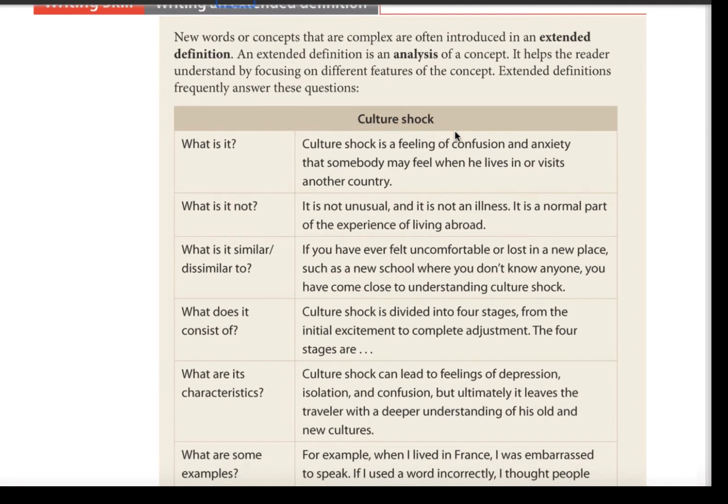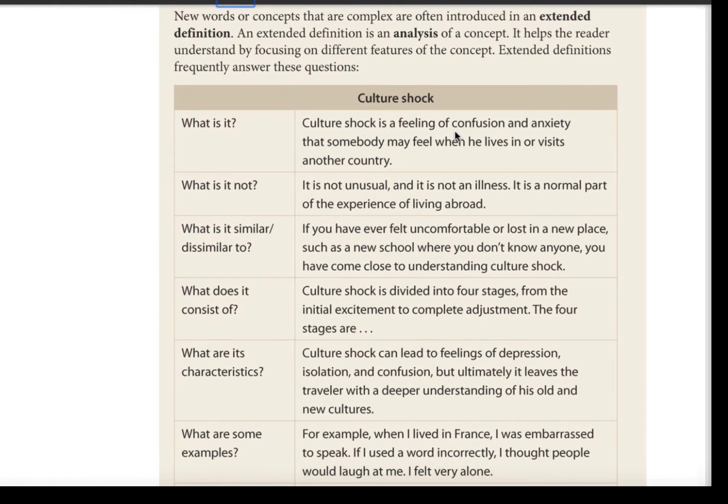So the example here is culture shock. Let's say that people reading this particular essay may not be truly familiar with what culture shock is. They might have a little bit of an understanding, but do they truly know how extensive this word can reach on many different levels? So the way we're going to do it is we're going to ask several questions about a particular word that you come up with.